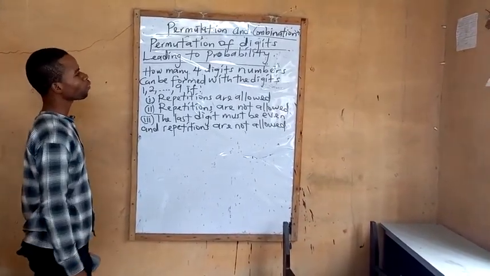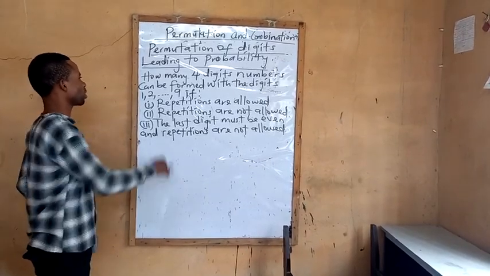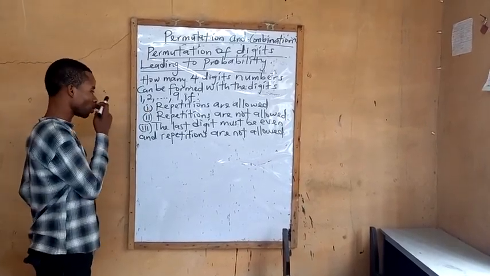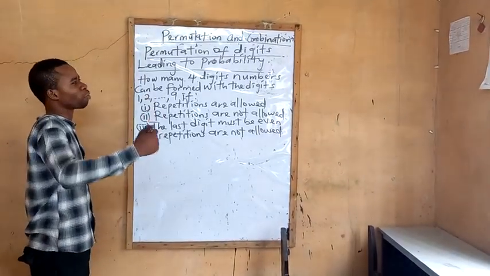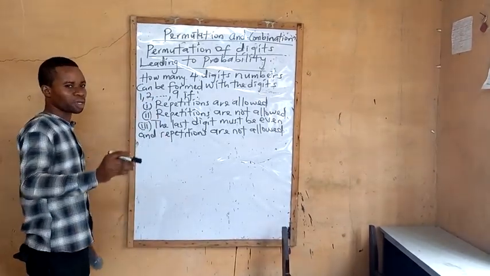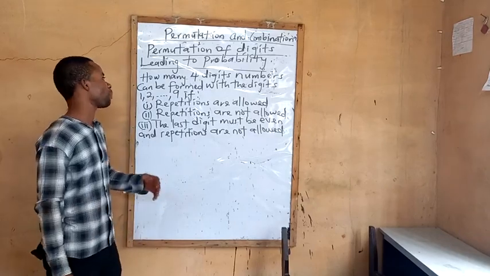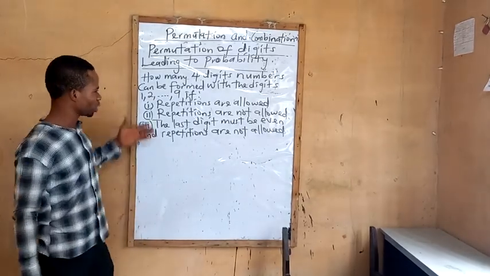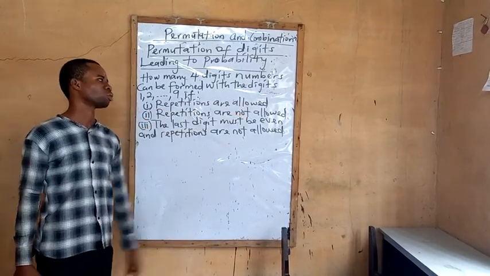They said, how many 4-digit numbers can be formed with digits 1 to 9? Now, if they ask us like that straight, how many 4-digit numbers can be formed with the digits 1 to 9, for me to form 4 out of 9, that is 9 permutation 4 directly. But they give us some conditions here. They said repetitions are allowed.